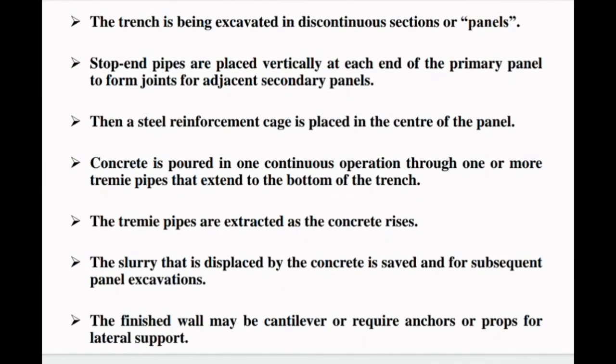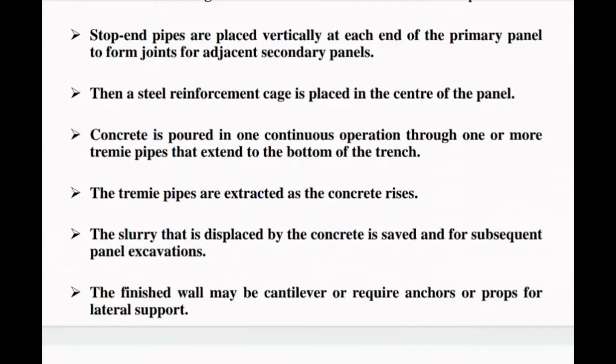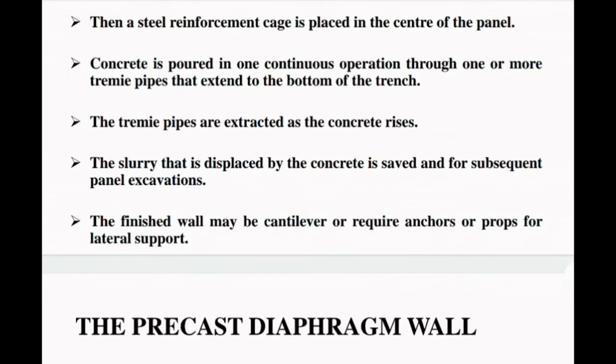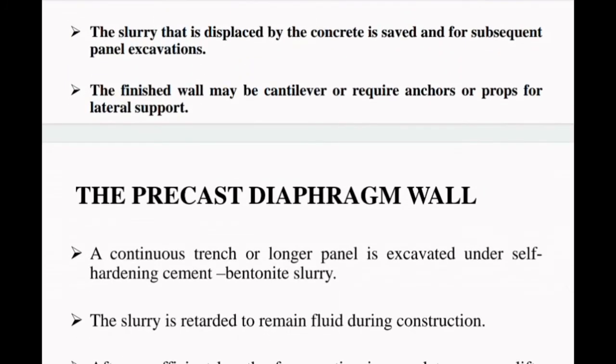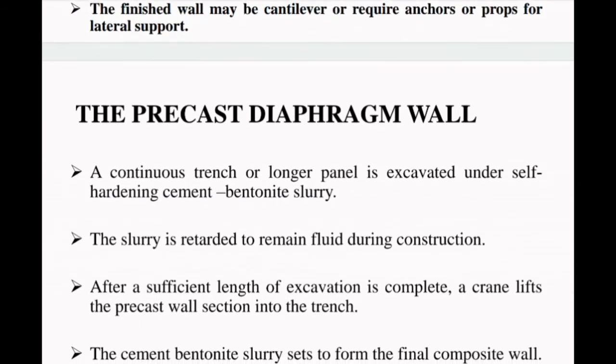The concrete is poured in one continuous operation through one or more tremie pipes that extend to the bottom of the trench. Then the slurry that is displaced by the concrete is saved for subsequent panel excavations. The finished wall may be cantilever or require anchors or props for lateral support. The next one is the precast diaphragm wall.